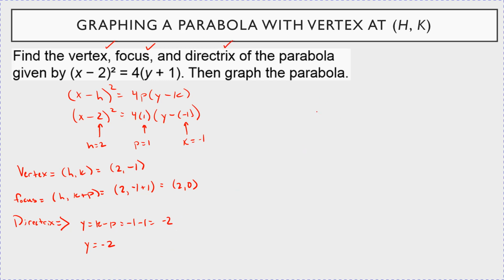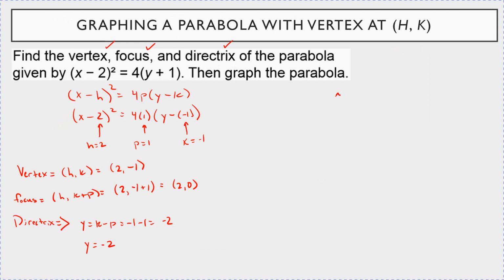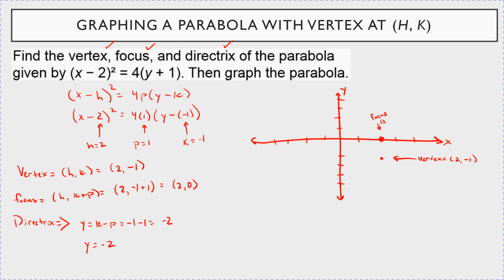Now let's plot all these things. I know because the x was squared, it's going to look like this. All right, let's plot the vertex. That's important, that's the turning point. So negative 2, 1, or 2 comma negative 1, I'm sorry. The focus is going to occur at the point (2, 0). There's the focus. And then the directrix, that line, is y equals negative 2.